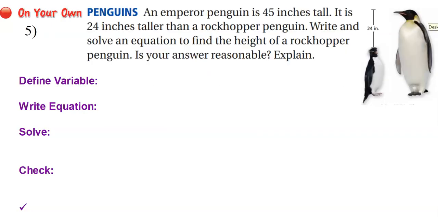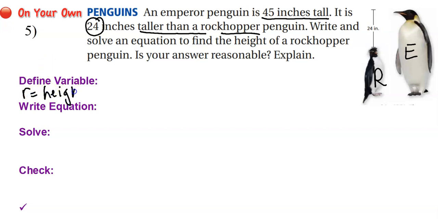All right, so now we're on to penguins. Look, there is a cute little rockhopper penguin. This is the rockhopper. This is the emperor penguin. It is a very tall penguin. In fact, they say this penguin is 45 inches tall, and it is 24 inches taller than a rockhopper penguin. Write and solve an equation to find the height of a rockhopper penguin. So I already know that I want to use an R. R equals height of rockhopper penguin.